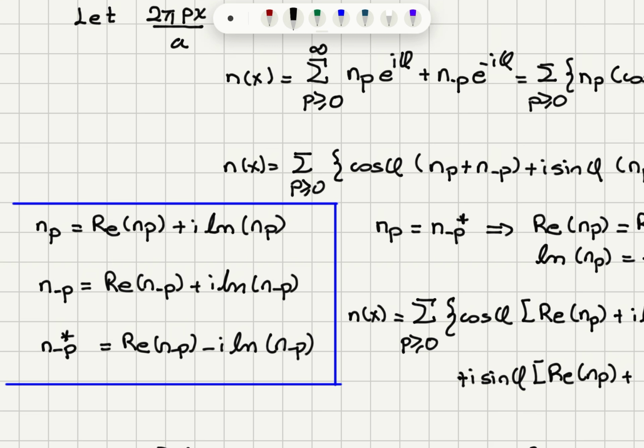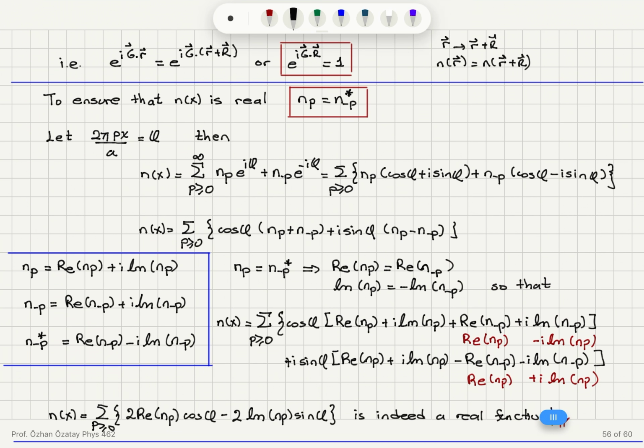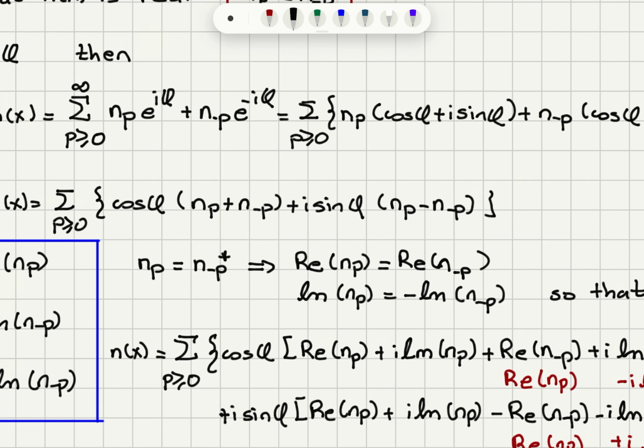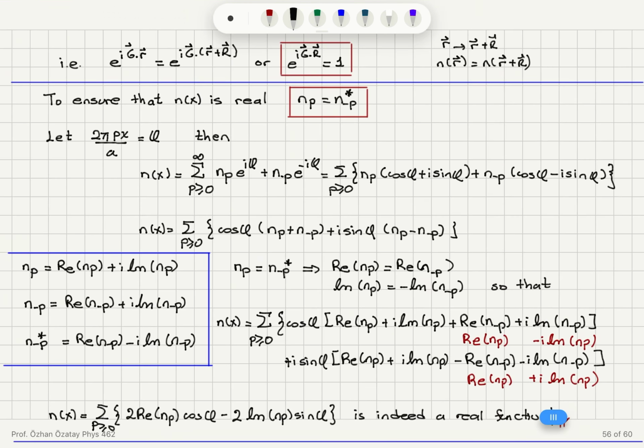And for n minus p, I have a real part of n minus p plus I times imaginary part of n minus p. And what is the complex conjugate? That's by definition real part of n minus p minus I imaginary part of n minus p. So this condition, I said n_p equals n minus p complex conjugate, must be satisfied. Well, that will imply the real parts should be the same, and the imaginary parts should be opposite, with the opposite sign.